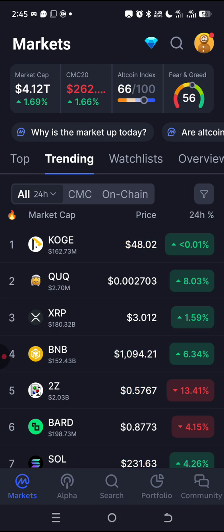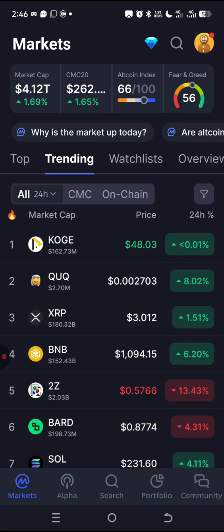So these are trending coins. So CoinMarketCap is where people go to list their coin for the world to see. So anytime you are trying to look for a particular coin, you can easily come to CoinMarketCap to check for it, whether it is there.